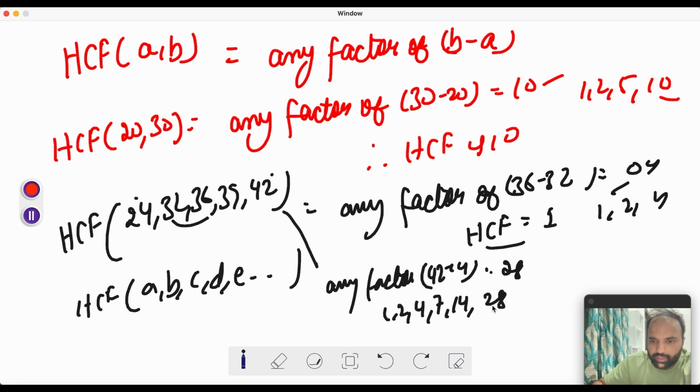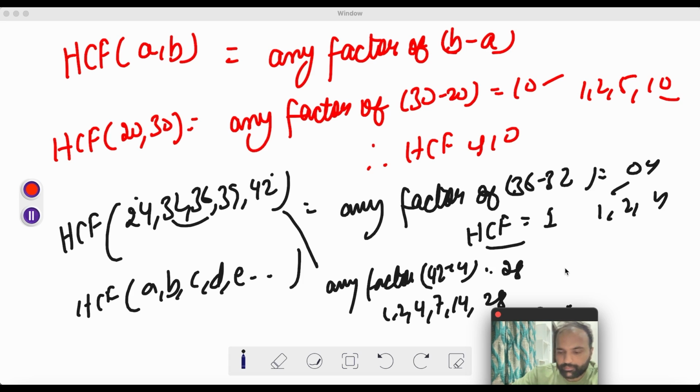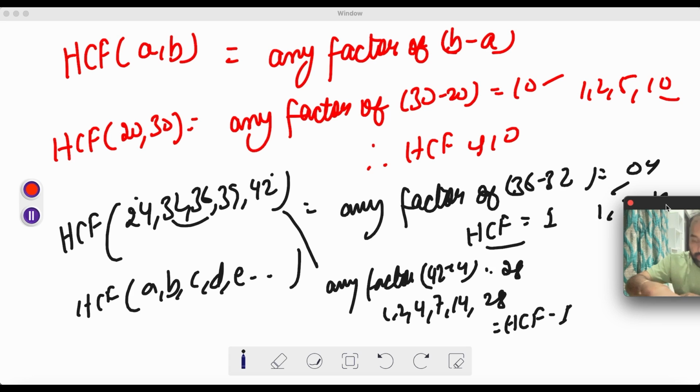Now you will find that 28 does not divide all, 14 does not divide all, 7 does not divide all, 4 does not divide all, similar with 2. So again our HCF is 1. You can go any way, but the answer would be the same. So this is what our answer is. Now we'll do some more numbers just to explain that this is a correct concept.